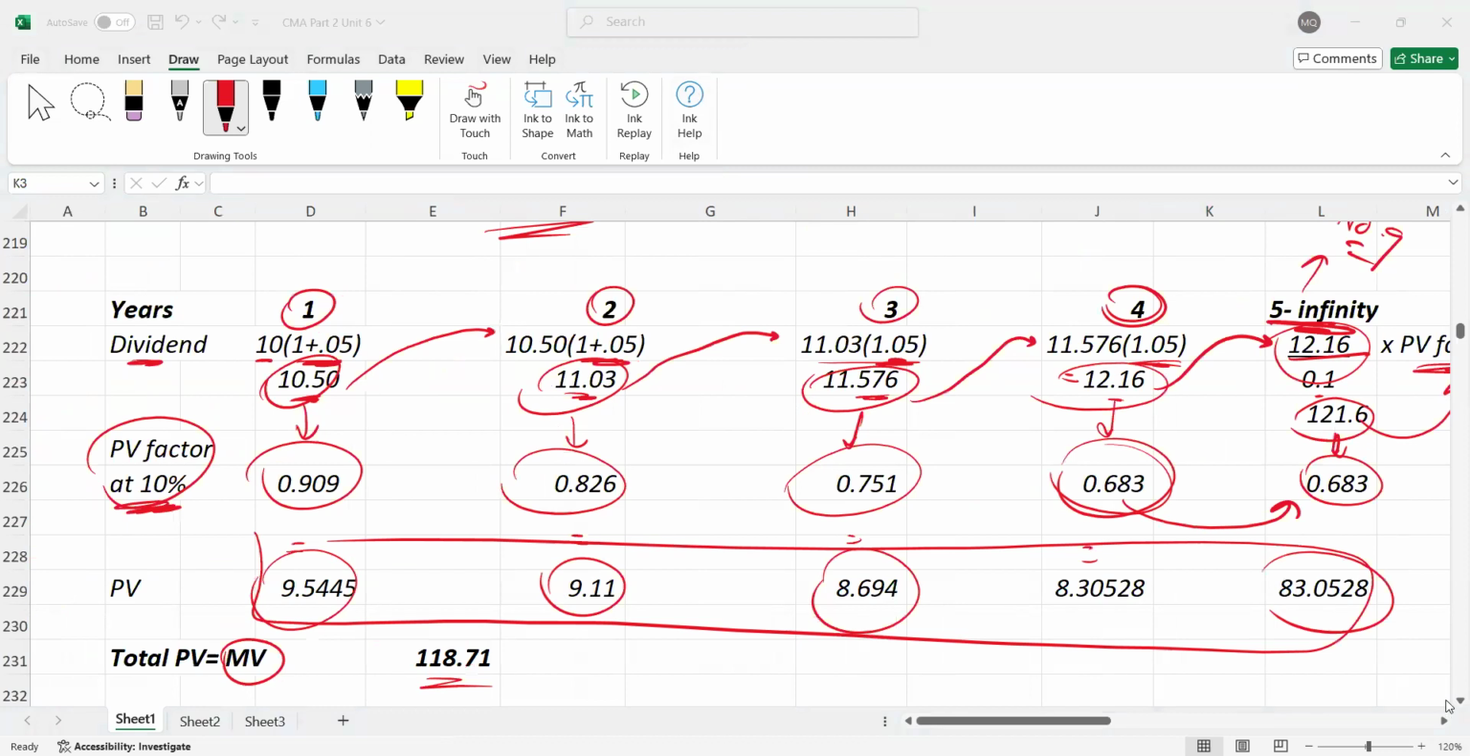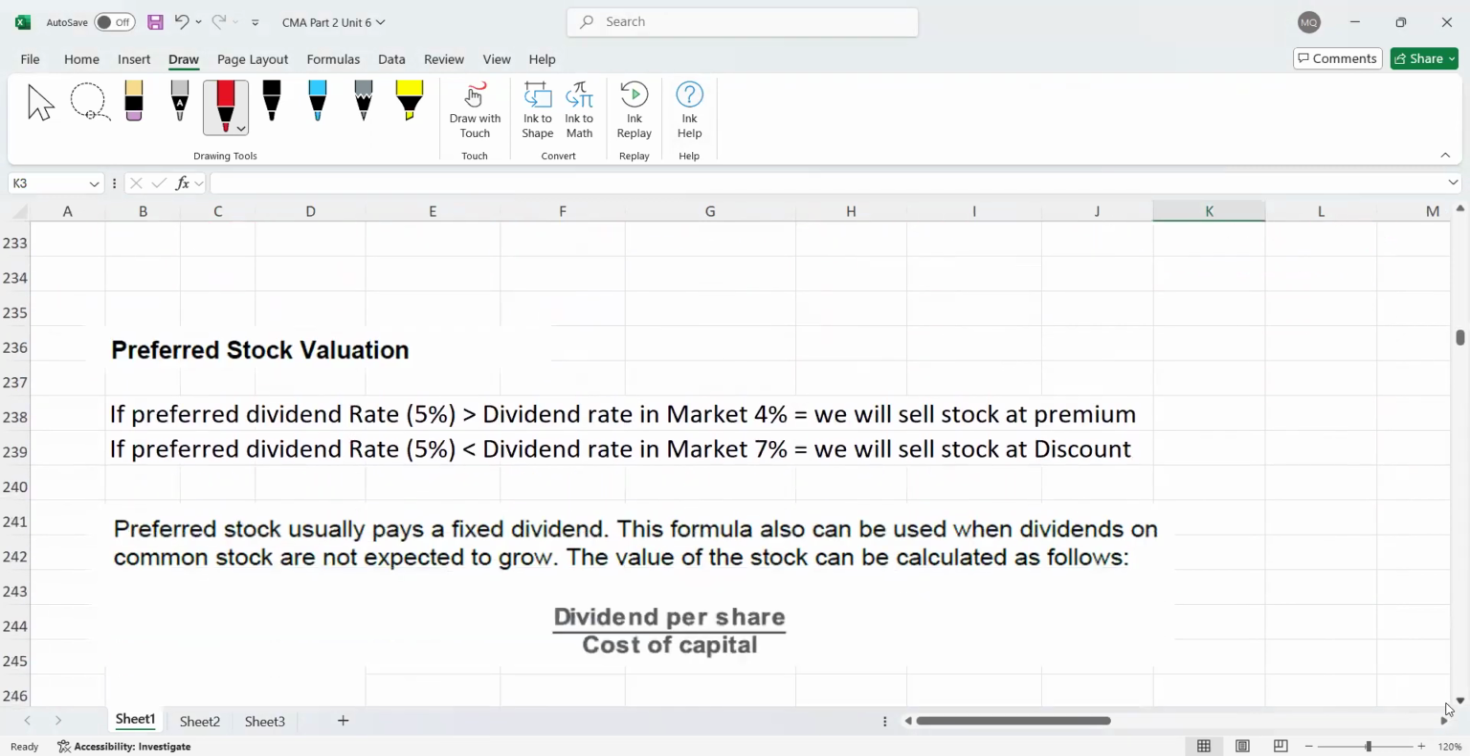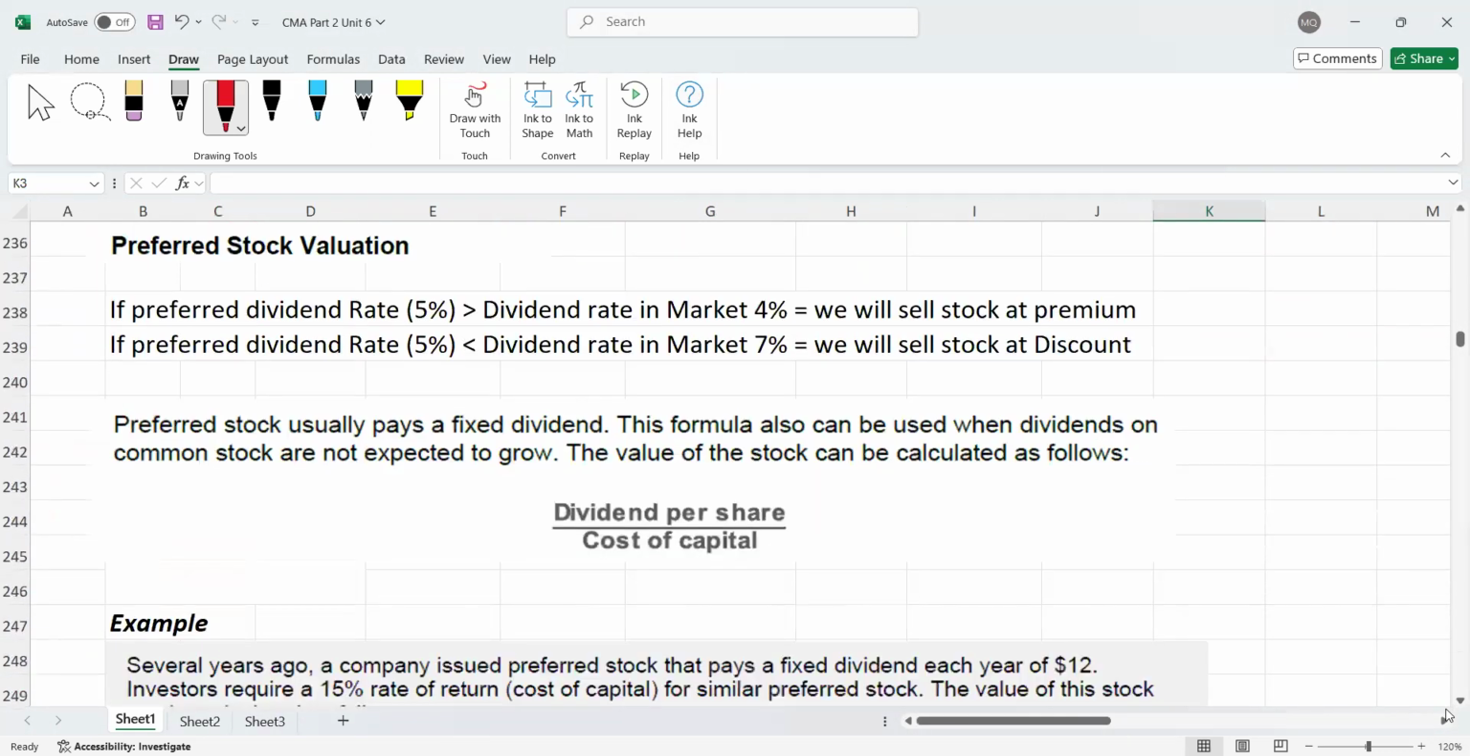Now I'm going to show you some, sorry, we have still the preferred stock also. Okay, so guys, now we are discussing how to calculate the value of preferred stock. First of all, if you want to decide the issue price of the preferred stock, should we issue the preferred stock at par value or at premium or at discount?